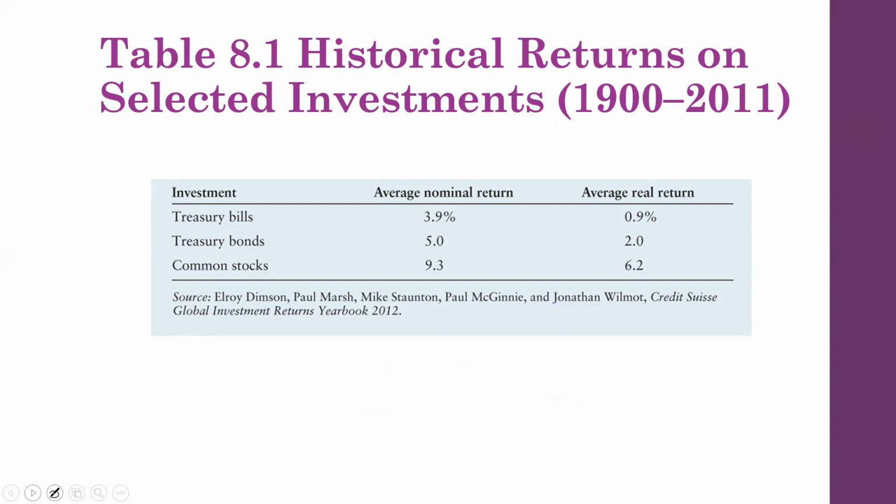Here we have some historical returns on selected investments during this period. Right, so just a history, showing the nominal and real return of treasury bills, treasury bonds, and common stock. And we could see stock had a high return of 6.2 in those times.